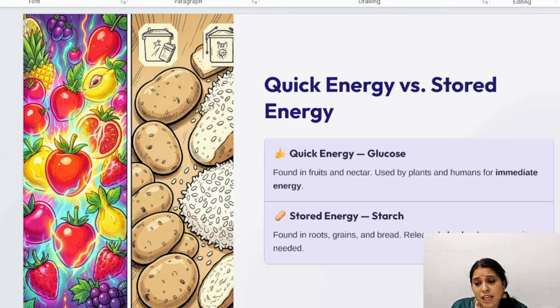Like whenever you are going for your games period or you're going for some sports, you have banana before sports, right? So it gives you a quick boost. And for example, for starch, rice meal, long-lasting energy. So plants, children, they know nutrition better than many humans.